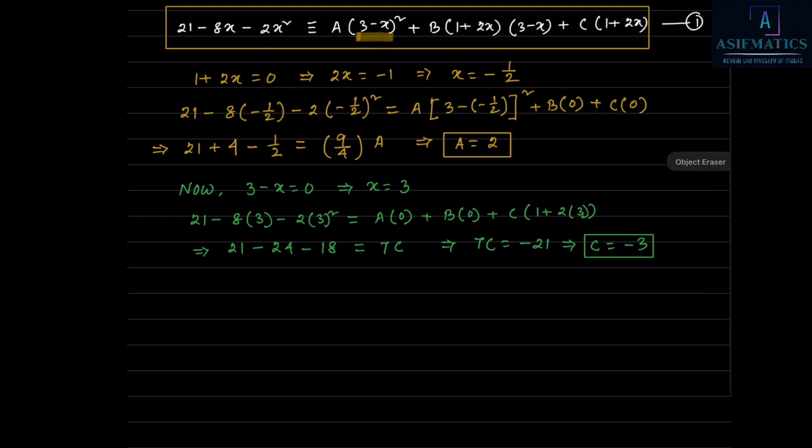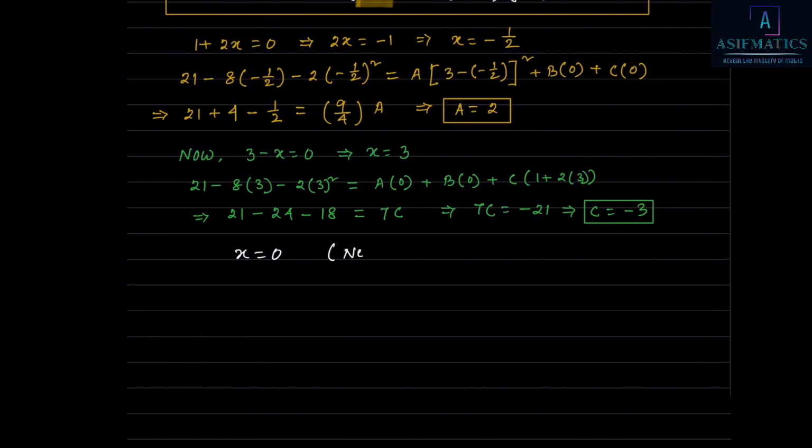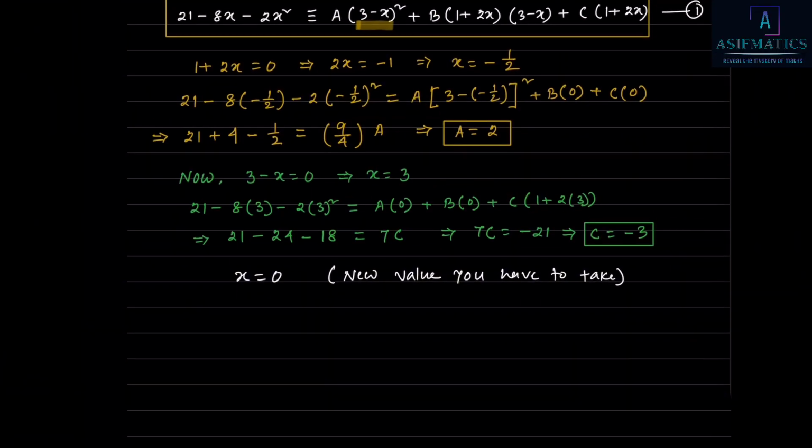So for the repeated case, we need a new value, and that new value is x equals 0. This is the process to solve it. So you have to take x equals 0, and then put this x equals 0 value into your main equation.